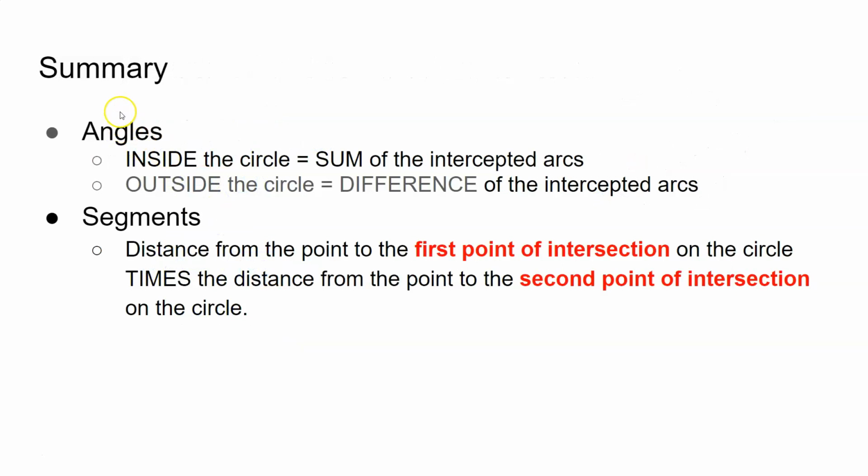So to summarize, when we're looking at angles, angles inside the circle are the sum of the intercepted arcs. Outside the circle, it's the difference of the intercepted arcs. With line segments, it's the distance from the point to the first point of intersection on the circle times the distance from the point to the second point of intersection on the circle.